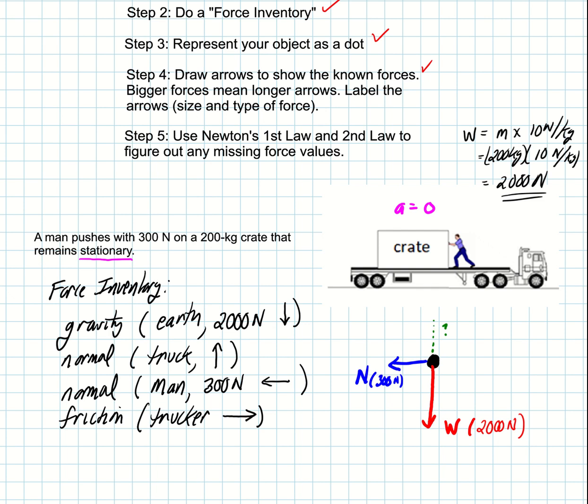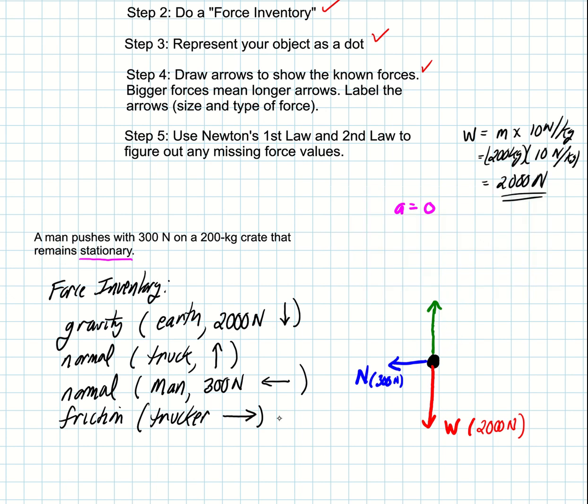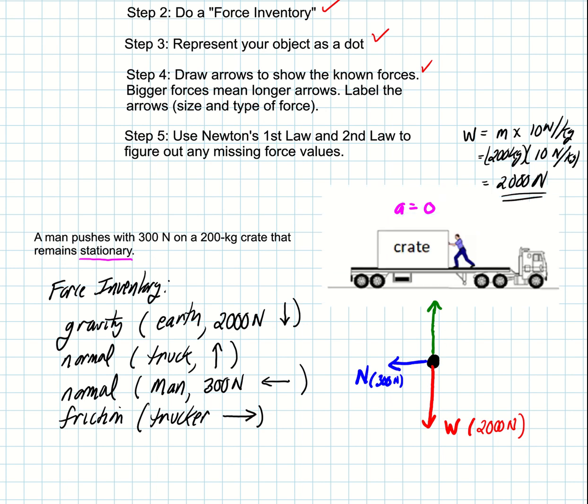So I'm going to draw this green arrow, try to make it exactly the same. It's not going to be exactly the same length, but I'm going to try. And I'm going to get rid of that little question mark now because I know the size of this force. So this is the normal force of the truck. And I know that it's 2,000 newtons. It wasn't given to me in the problem, but I need as much up force as I have down force.